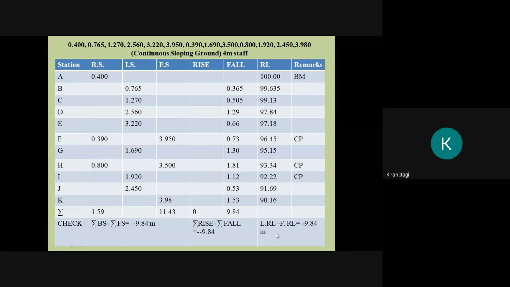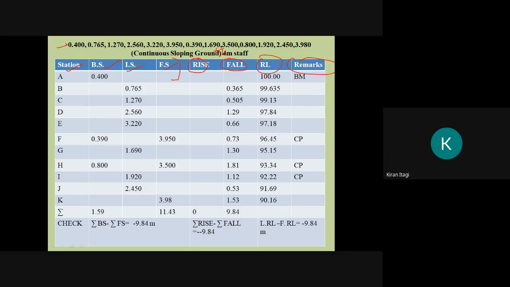So see here, they have given the staff reading and everything. The tabular column remains same. Only two columns will change, that is station, backside, intermediate side, and foresight. The site work remains same. Here, instead of height of the instrument, we have whether the ground is rising or falling. We will determine rise and fall. Then RL and remarks remain same.